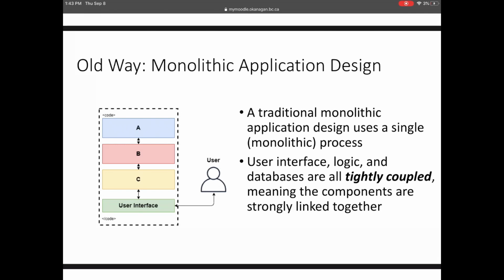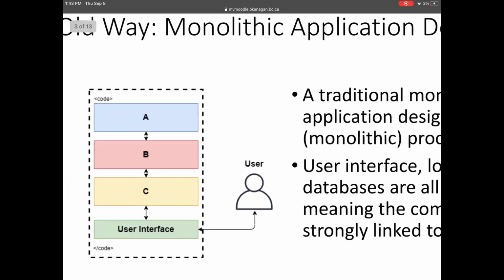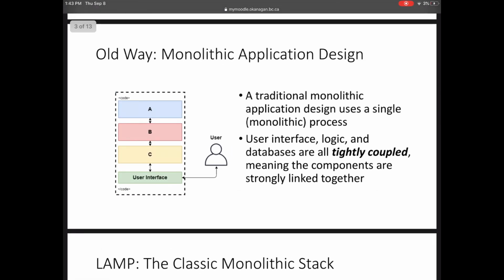Let's look at why microservices came into existence. Before microservices, most application designs were monolithic, which means a monolithic application uses a single process, or basically everything related to that application is tightly coupled.